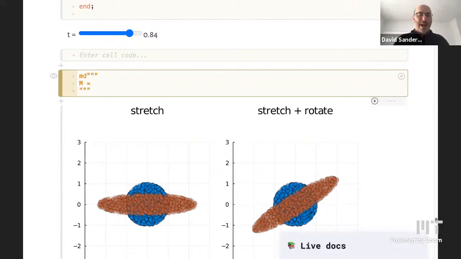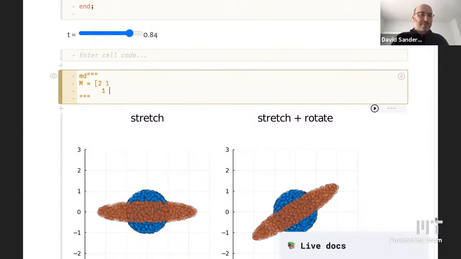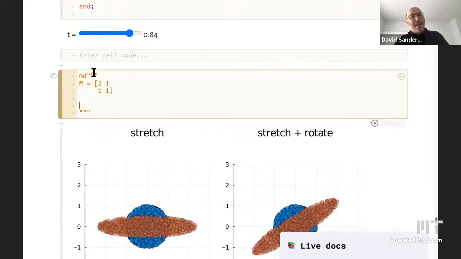But what I'm doing now is taking this particular matrix, 2, 1, 1, 1, the famous matrix in the context of dynamical systems, and I'm writing it as the combination of, as I just said, the rotation, the stretch, and the rotation.